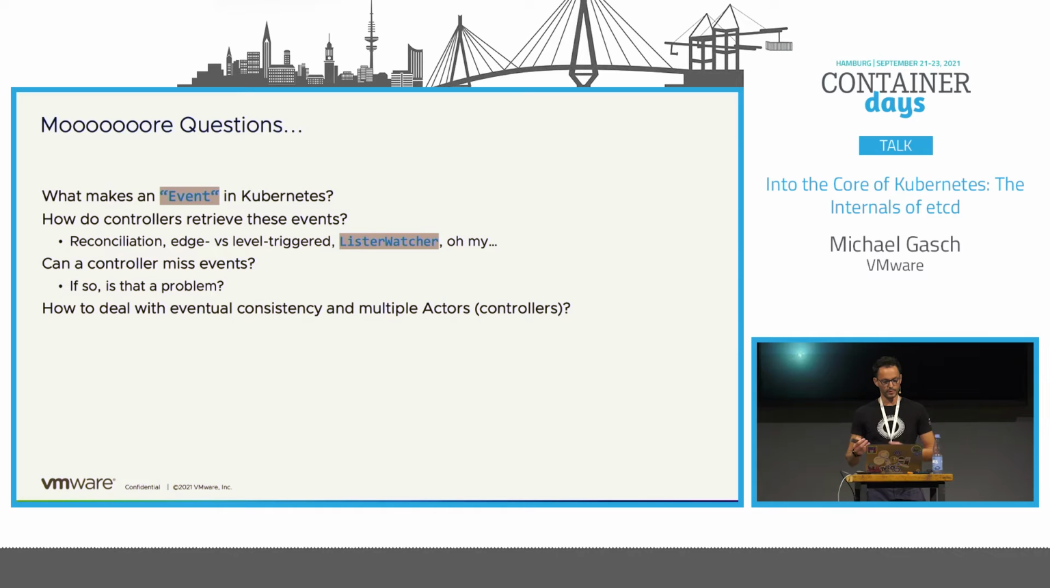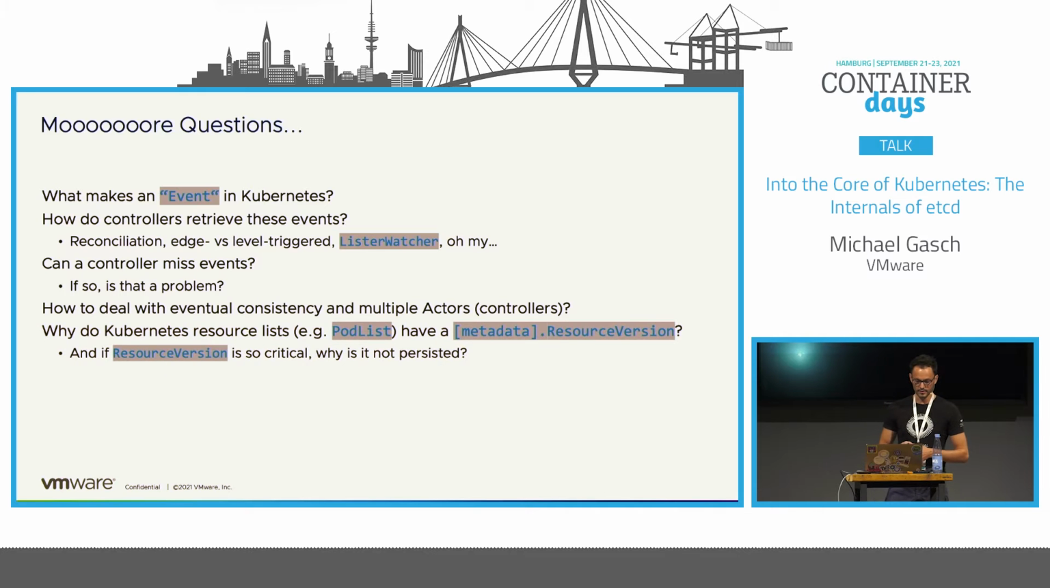The next question is, if we have multiple actors or controllers operating on the same object, say you have a deployment controller and an HPA, an autoscaler, which write to the same object, could there be issues with these controllers having different views of the world when they have stale views based on older events and newer events? And how do we defend and guard against that?